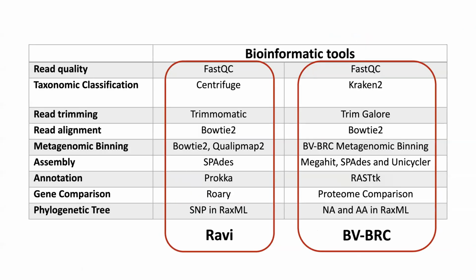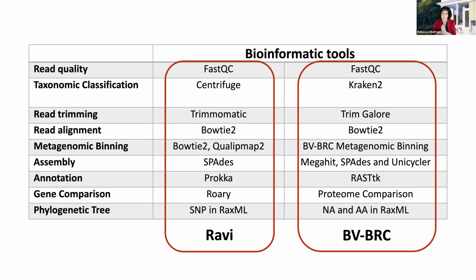So are you guys able to see the slideshow? Yes. Okay, so for the bioinformatic tools for read quality, Ravi et al. used FastQC, as did we. For taxonomic classification, they use Centrifuge, we use Kraken 2. For trimming, they use Trimmomatic, we use Trim Galore. Read alignment, Bowtie 2, our process also does Bowtie 2.